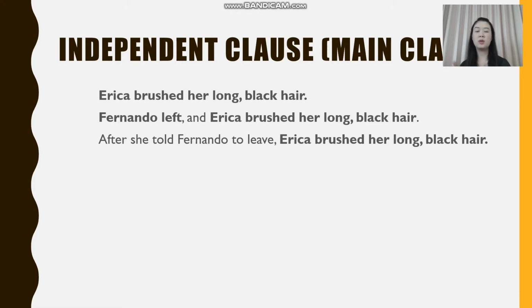After she told Fernando to leave, I have to say that the first clause is not an independent clause because we are using something else, and you can see we are using the word after.